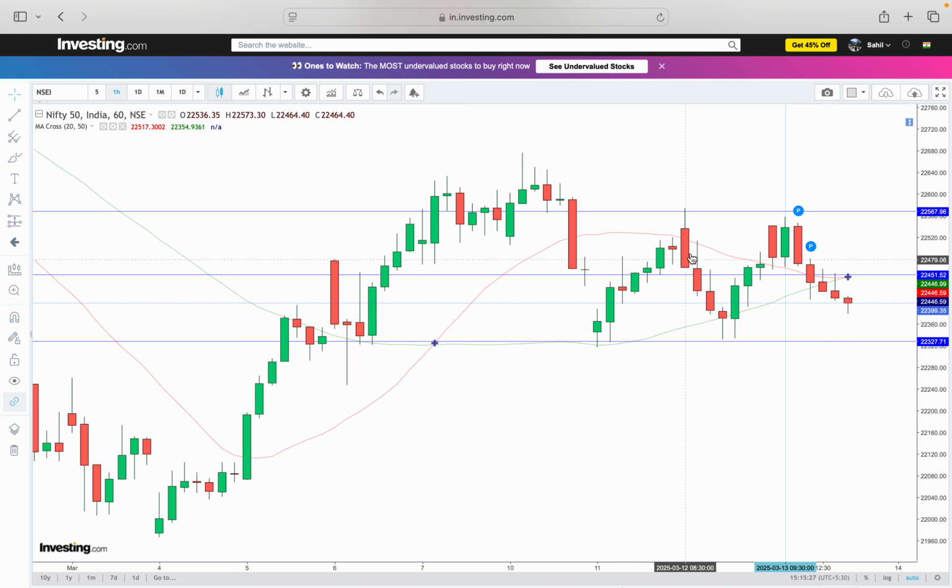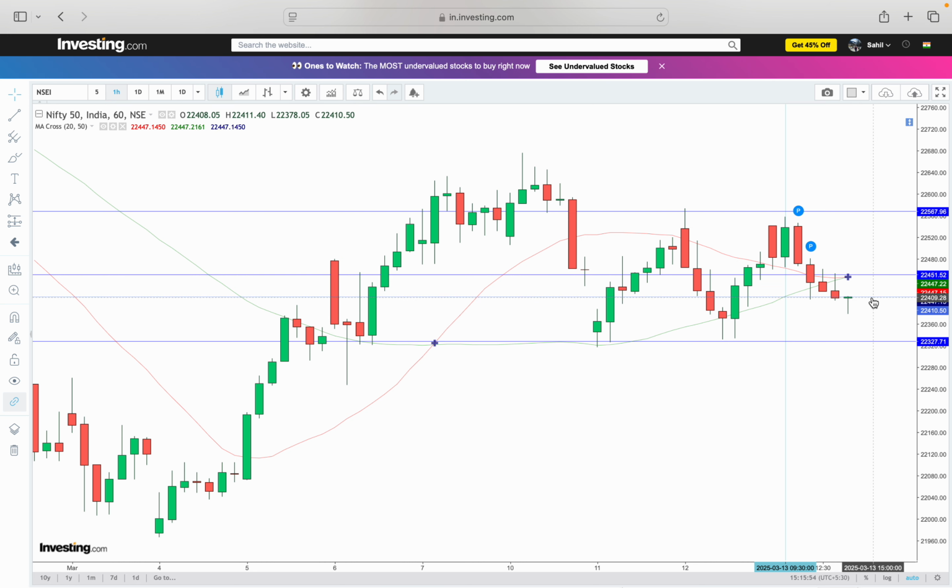So again, when we look at the market today, we can see there is no change in the extreme points. The market is in a perfect range, and therefore this same trade plan of writing 22,600 call and 22,300 put will be in play even for the Monday trade session. And if the market gaps up above our levels, then obviously there is no question of taking a trade. And once again, the trade will only be executed once the market is comfortably at 22,450 levels.